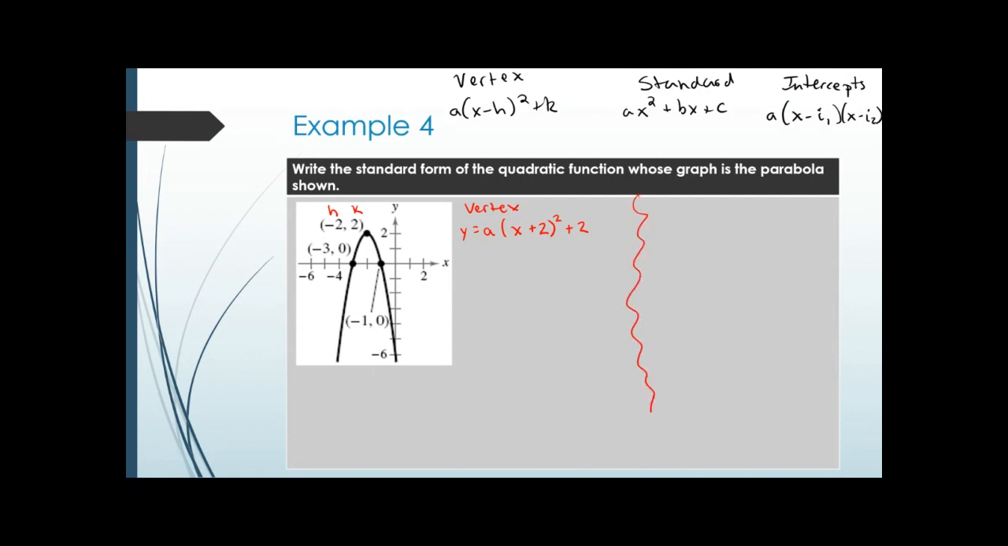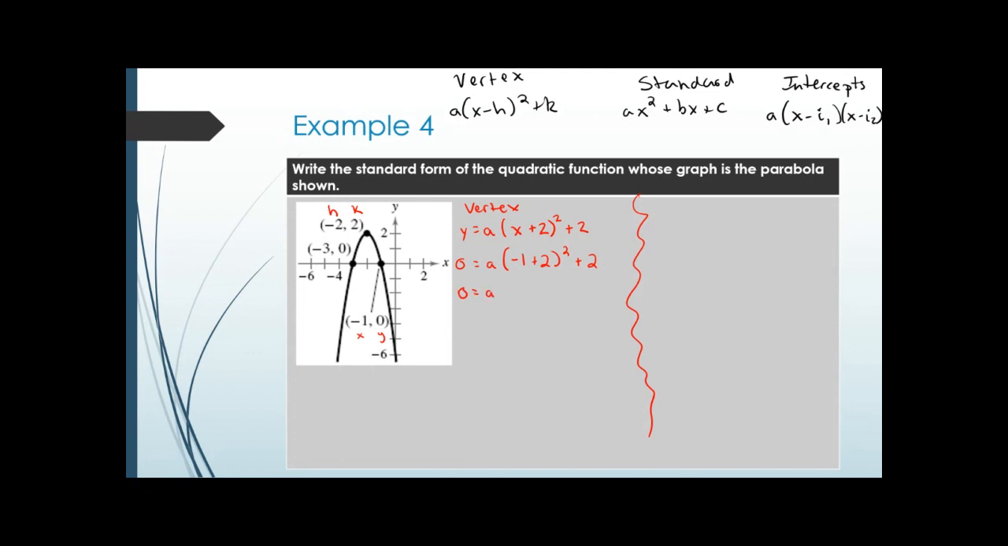Now, to find out what a is, I need to plug in one of the other values. It doesn't matter if I use (-3, 0) or (-1, 0). I will get the same answer. I'm going to use (-1, 0) because working with -1 is a lot easier than -3. So you replace, this is your x and a y value. So I'm going to have y is 0, and then I'm going to replace x with -1. And this will give me an equation that I can solve for a.